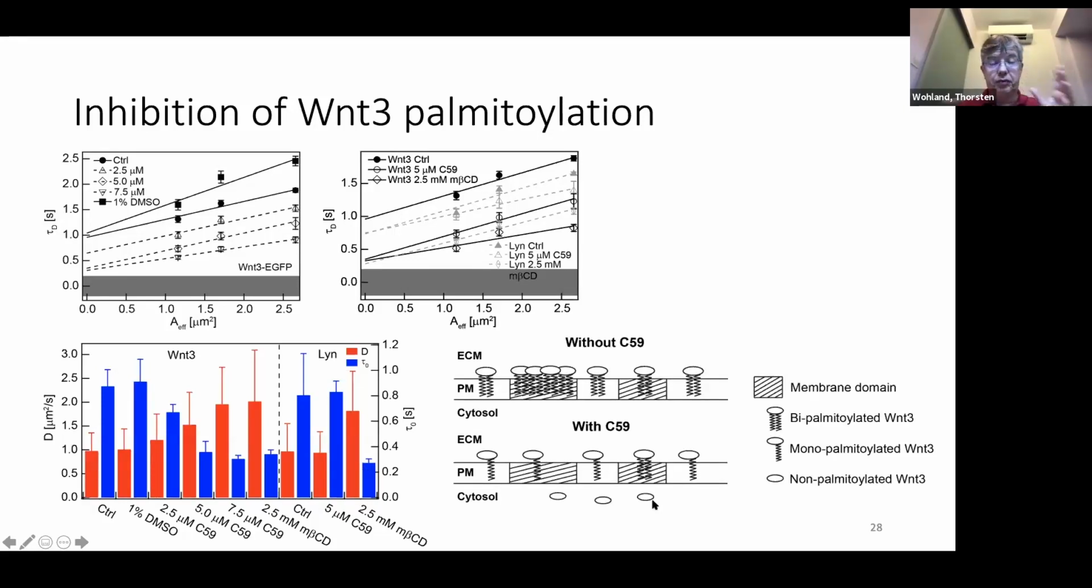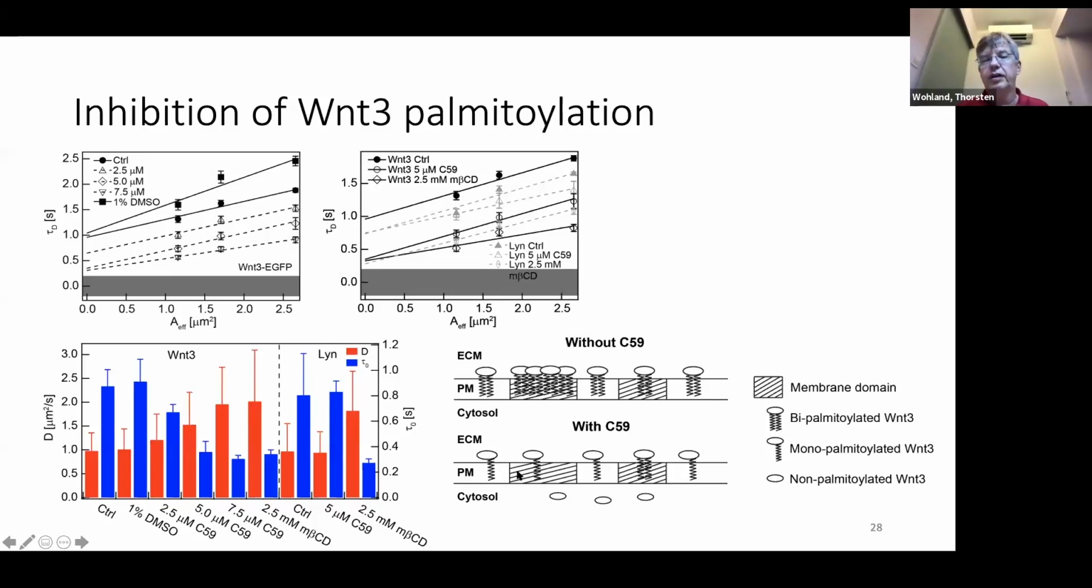So that, for us at least, clearly seems to indicate that Wnt3 has at least 2 lipidation sites. If you had only 1 lipidation site and you inhibited it, then Wnt3 wouldn't be on the membrane anymore. You wouldn't have a slow drop of the tau 0 and an increase of the diffusion coefficient. The diffusion coefficient would become very fast because now you would have only soluble Wnt3 without lipids. But even when we inhibit the lipidation at different levels, Wnt3 is always on the membrane.